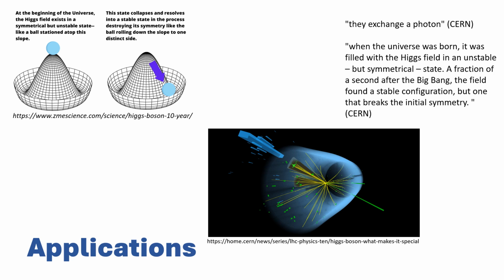When the universe was born, it was filled with the Higgs field in an unstable but symmetrical state. A fraction of a second after the Big Bang, the field found a stable configuration, but one that breaks the initial symmetry. Because the laws of nature aren't violated by an unintentional unsymmetric equation, the Higgs field gives mass to not only the W and Z bosons, but all particles.